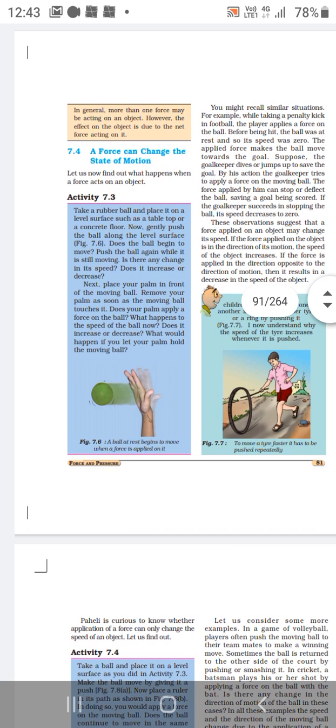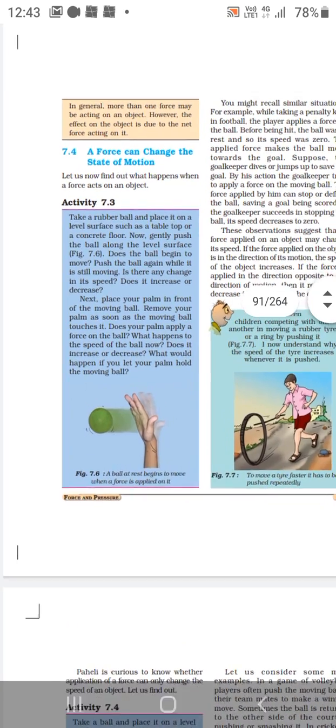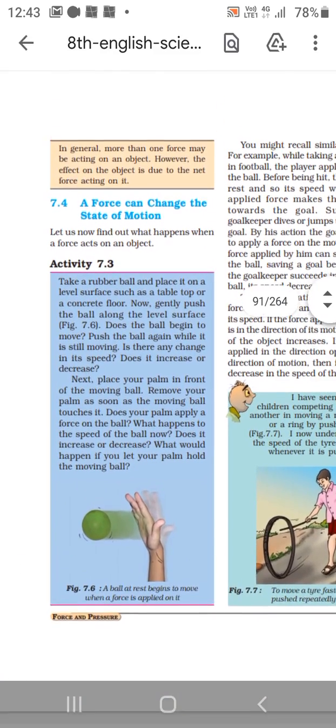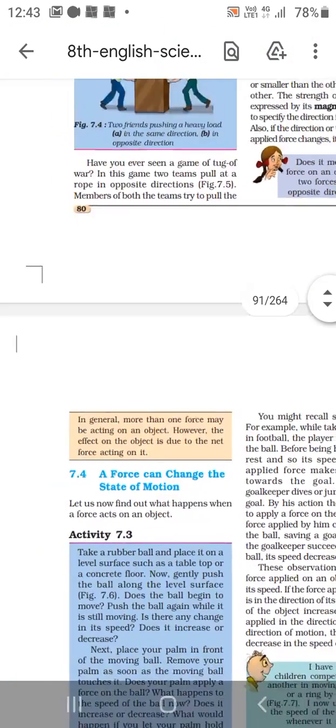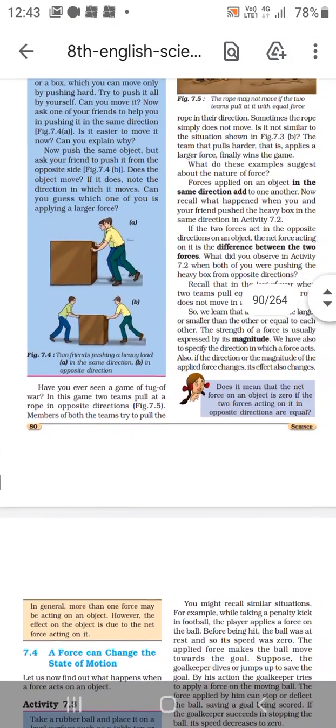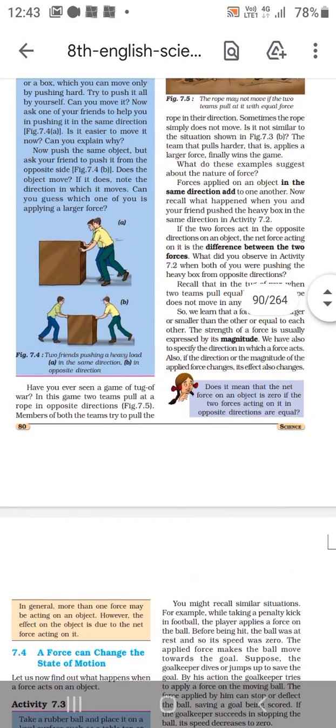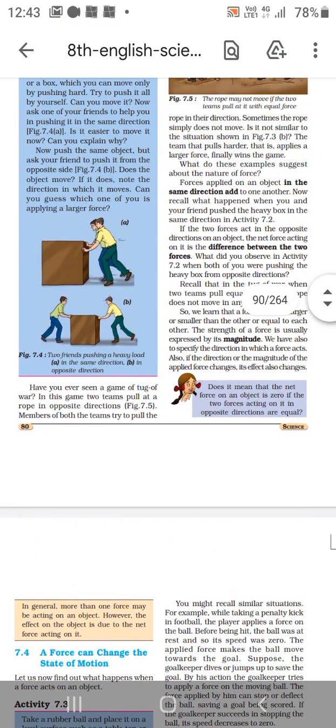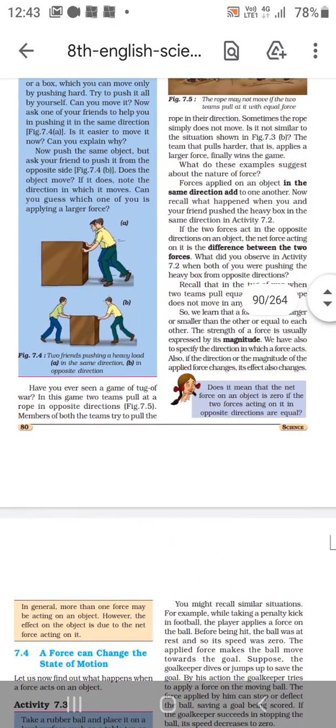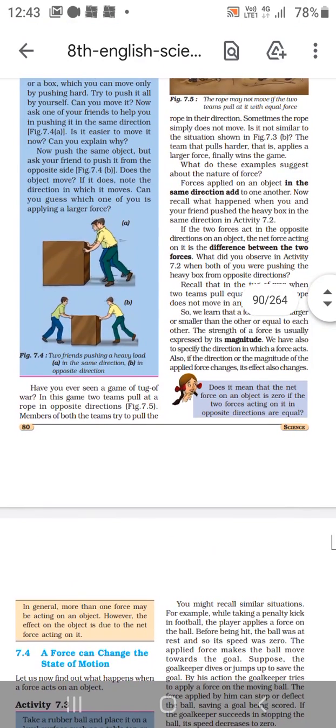Force can make an object move or stop, and force can make something stop also, or something move also. Force can change the size and shape of an object also.